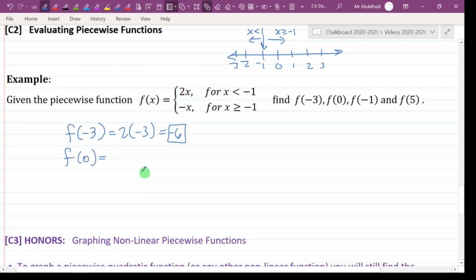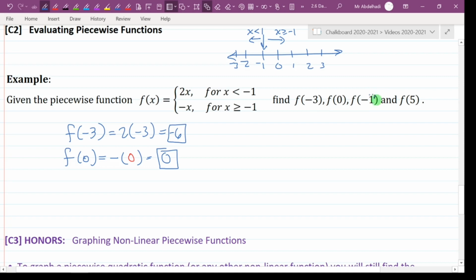How about f of 0? Is 0 less than -1 or greater than or equal to -1? It's definitely greater than -1. So you're going to plug it into the bottom one. The bottom function is negative x, and you want to plug in a 0. You get negative 0, which is just 0.